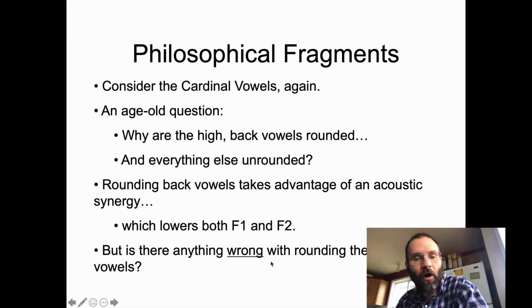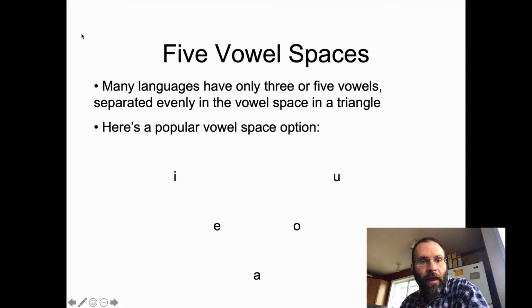But is there anything wrong with rounding the other vowels? Why don't we seem to get those quite as much? To introduce this concept, I'm going to go back to something I talk about in 341, which is that we tend to see patterns in the vowel spaces of the languages of the world anyway. So why are we getting these patterns? There are some languages which just have 3 vowels, something like i, u, a. A really popular vowel space option is to have 5 vowels: i, u, e, o, a.